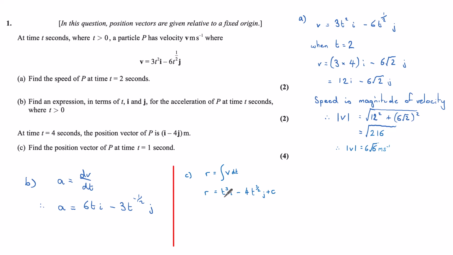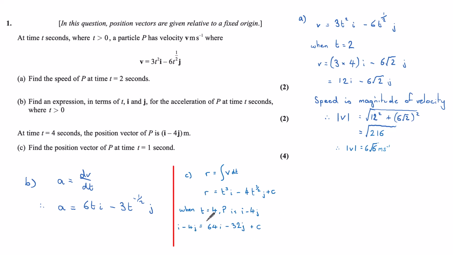Integrating, we increase the power by 1 and then divide by the new power. So we get r = t³i − 4 lots of t^(3/2) j, not forgetting our plus c constant. Now we have been given boundary conditions in the question. We're told when t is 4, the position vector is i − 4j. We can use this information to write the following equation.